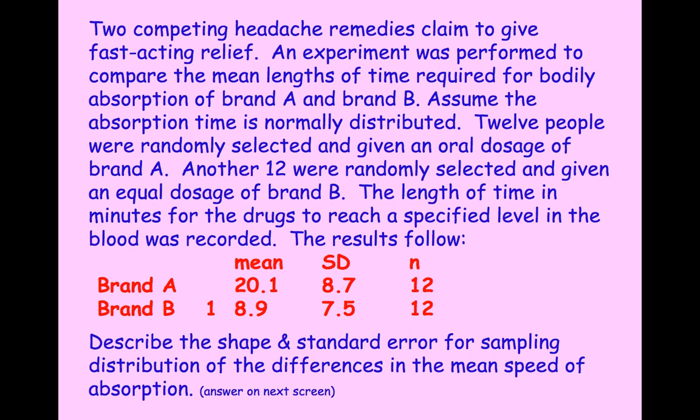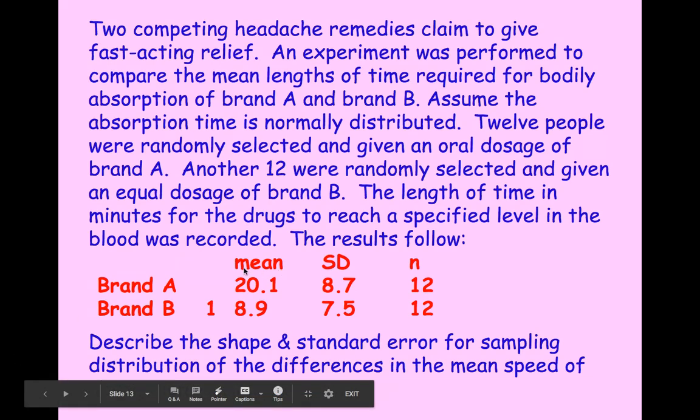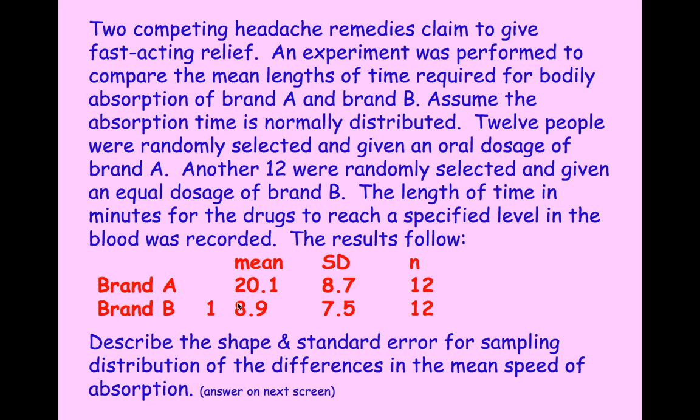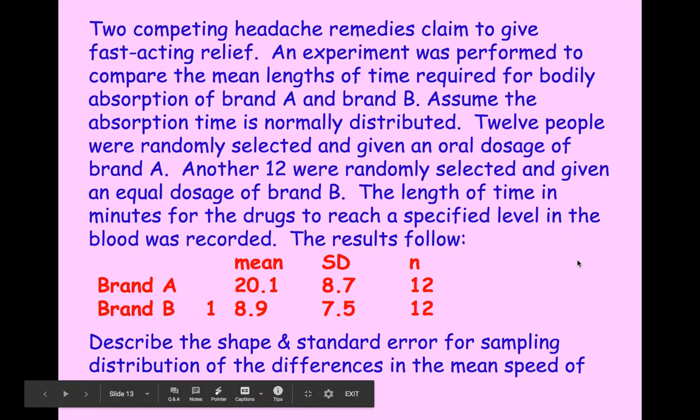12 people were randomly selected and given an oral dosage of brand A. Another 12 were randomly selected and given an equal dosage of brand B. The length of time in minutes for each drug to reach its specified level in the blood was recorded, and the results were as follows. So you've got a mean of 20.1 minutes for brand A, a standard deviation, and a sample size. And then you have brand B, and it's 18.9 minutes, and a standard deviation of 7.5 minutes, with a sample of 12 people. Okay. It says describe the shape and standard error for sampling distributions of the difference.